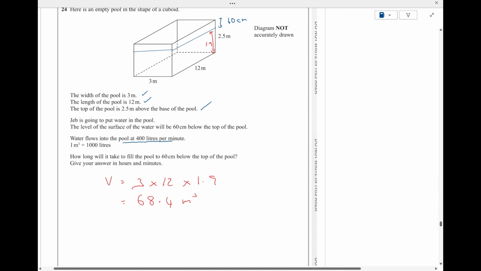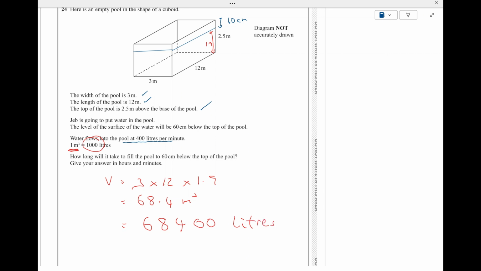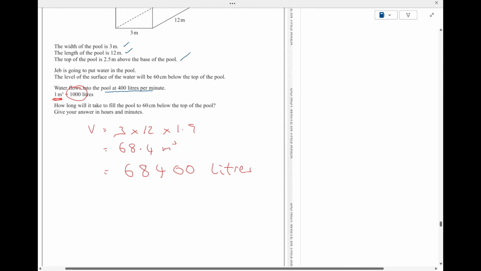Now, 1 cubic meter is 1,000 litres. So how many litres is he going to need? Well, that times 1,000. So he's going to need 68,400 litres. And how long is that going to take to fill up?